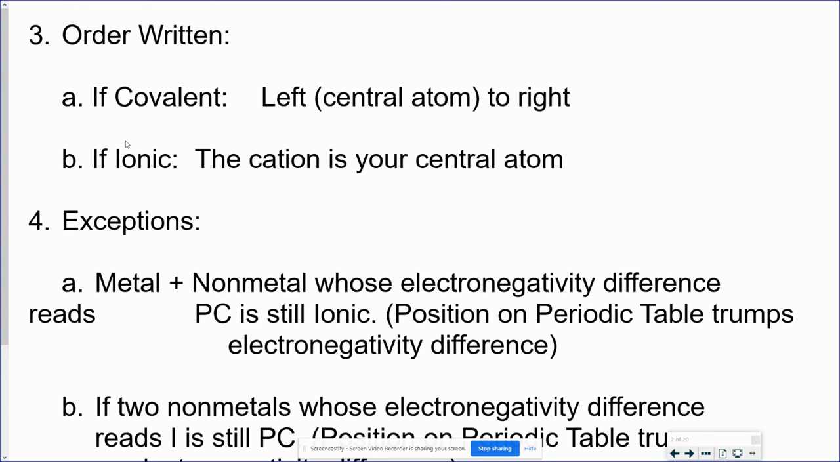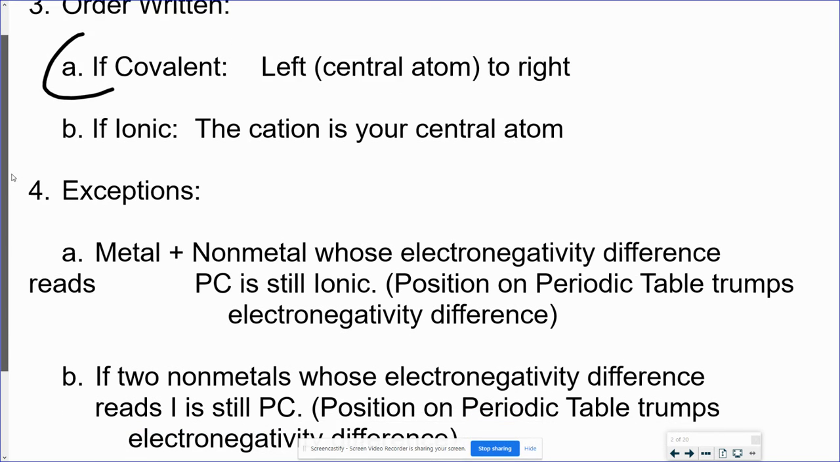Now, order written. So when it comes to the order written, if it's covalent, the one that's furthest to the left is the central atom. And in ionic, the central atom is the cation. So why is this important? Well, when we're doing our drawing, we know who needs to be in the center to be bonded to everyone. It is more important here when it comes to covalent than it is on ionic, where you really just have to play around and try to keep the charges from being the same next to each other.